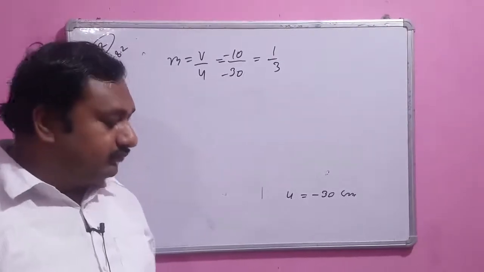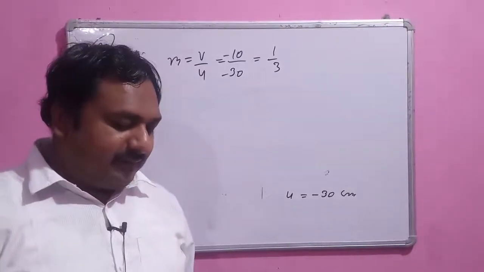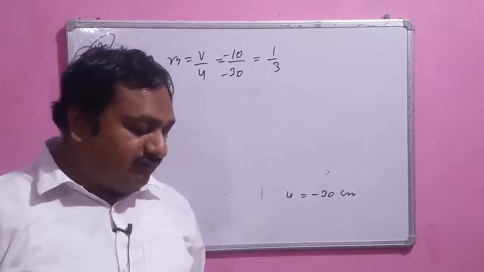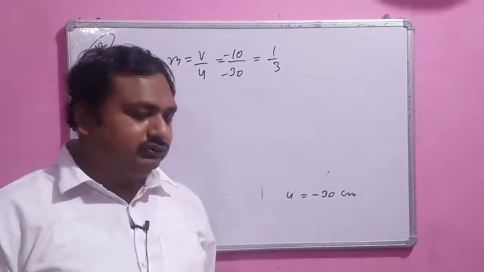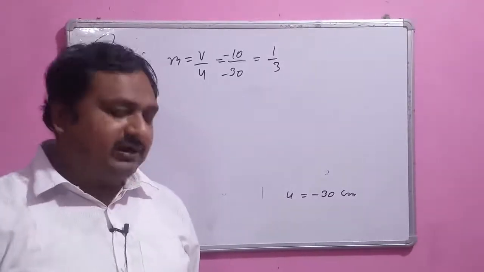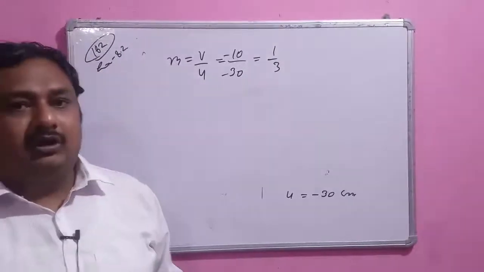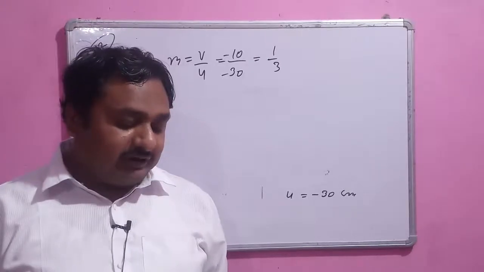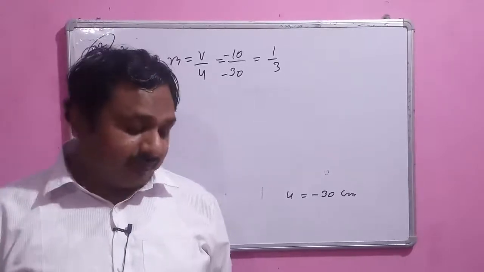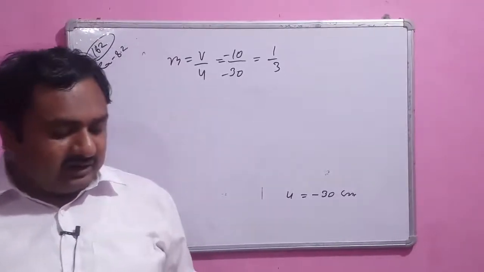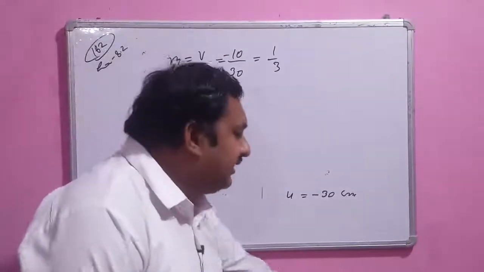Now example 10.4. A 2 centimeter tall object is placed perpendicular to the principal axis of a convex lens of focal length 10 centimeter. So there is an object whose height is 2 centimeter and it is placed perpendicular to the principal axis of the lens, whose focal length is 10 centimeter. The distance of the object from the lens is 15 centimeter, meaning here the object distance is given, and find the nature, position and size of the image, and also find its magnification. So we have to find the image distance, its nature, position and magnification.